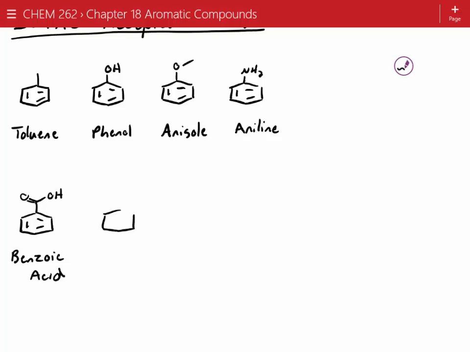The next one that's very common is if we have an aldehyde. What do you guys think this would be called? Benzaldehyde, yeah.